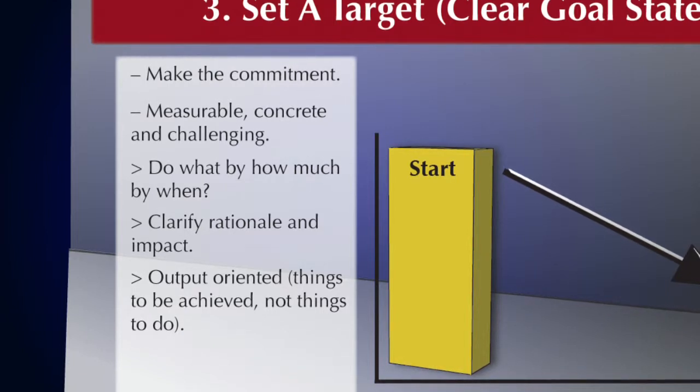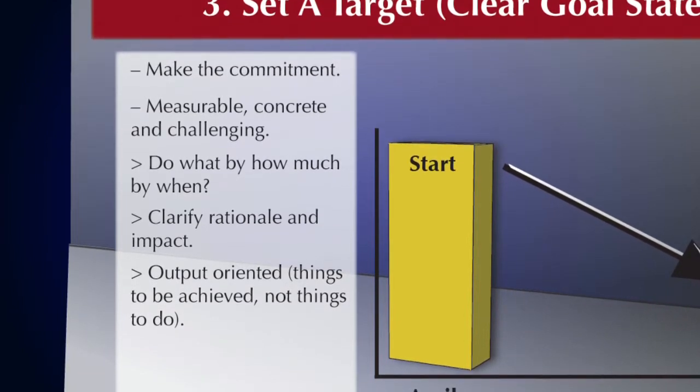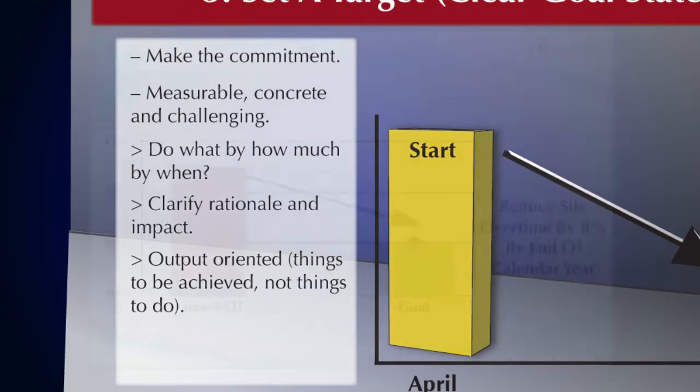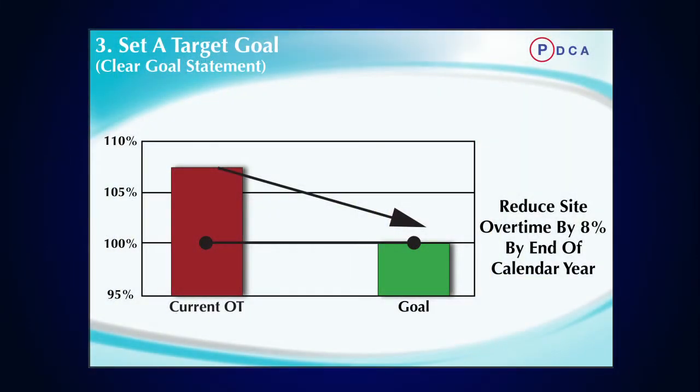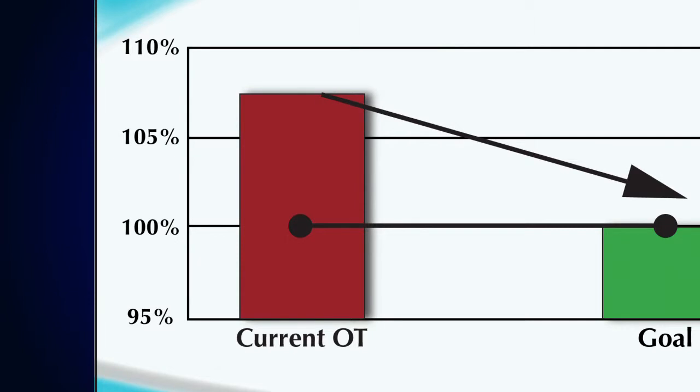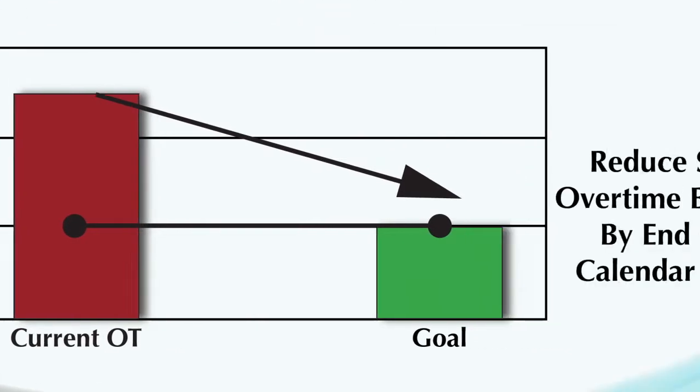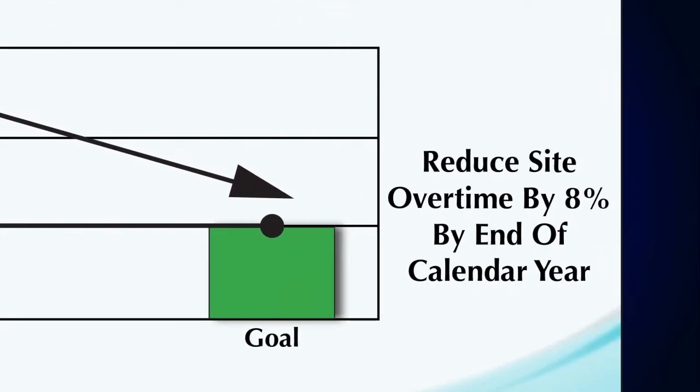It should be output oriented. What things do we want to achieve, rather than what things do we need to do? Our sample problem shows that overtime is currently running at 108% of budget. The site team sets a goal reducing overtime to 100% of budget by the end of the calendar year.